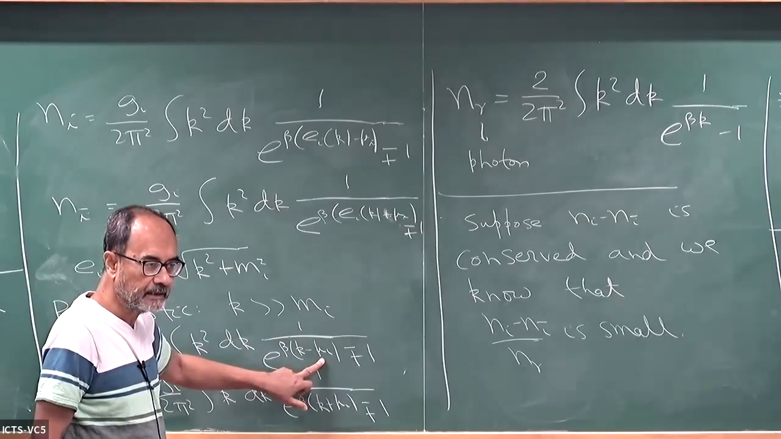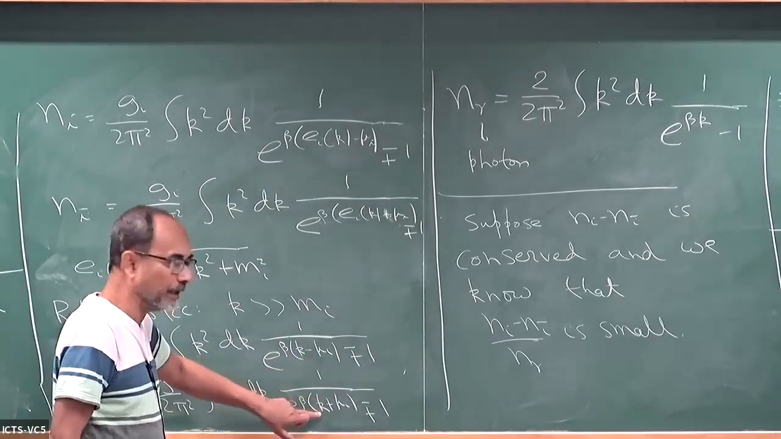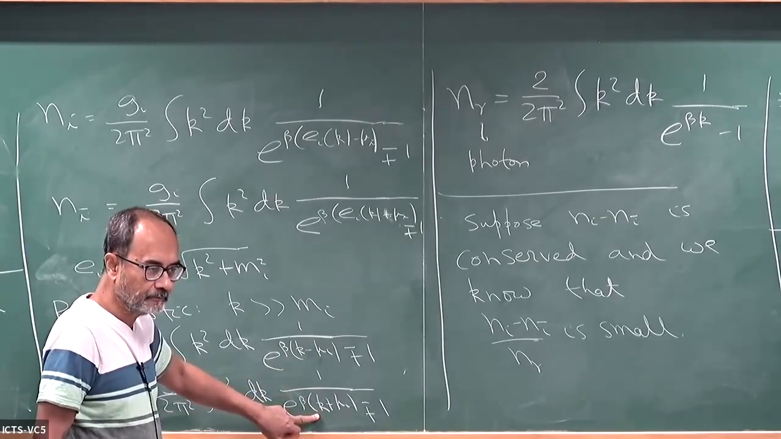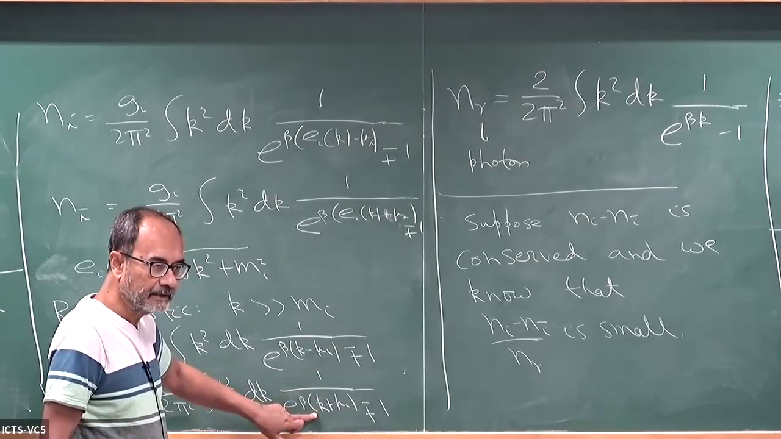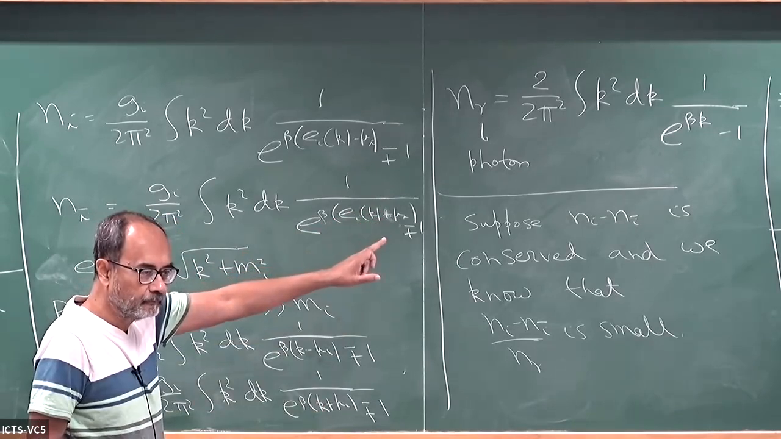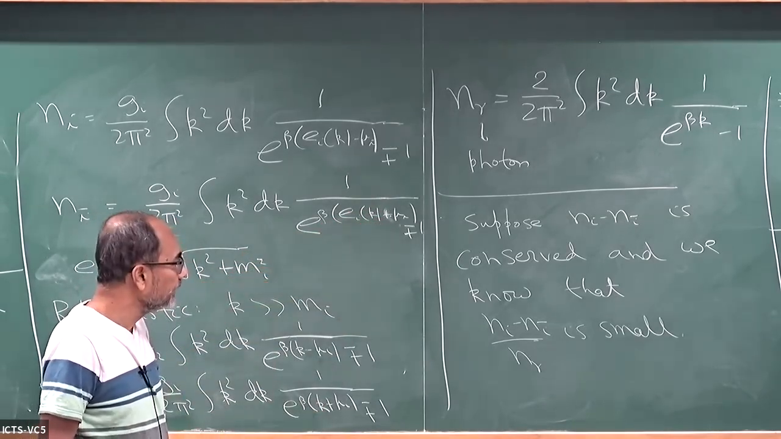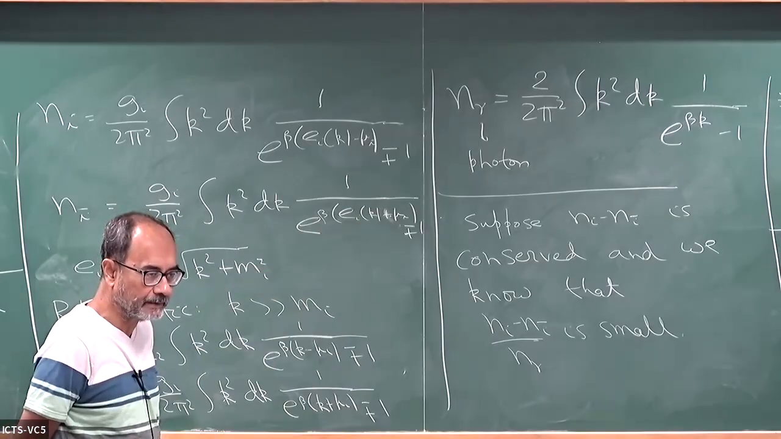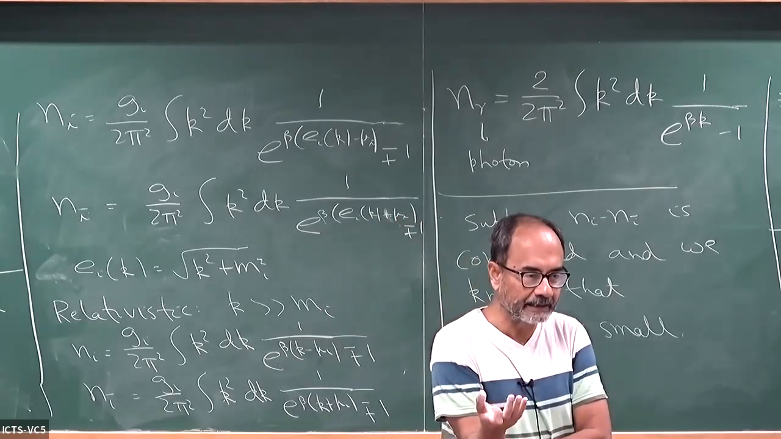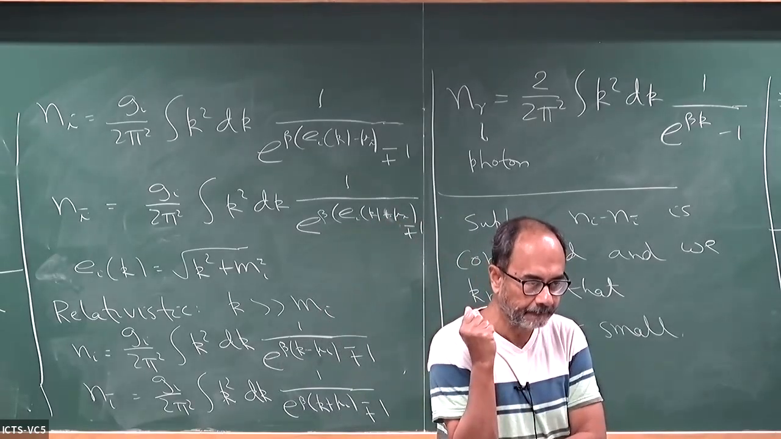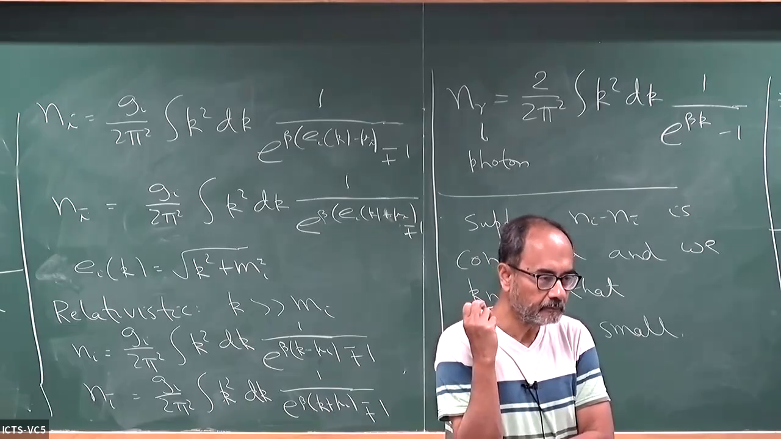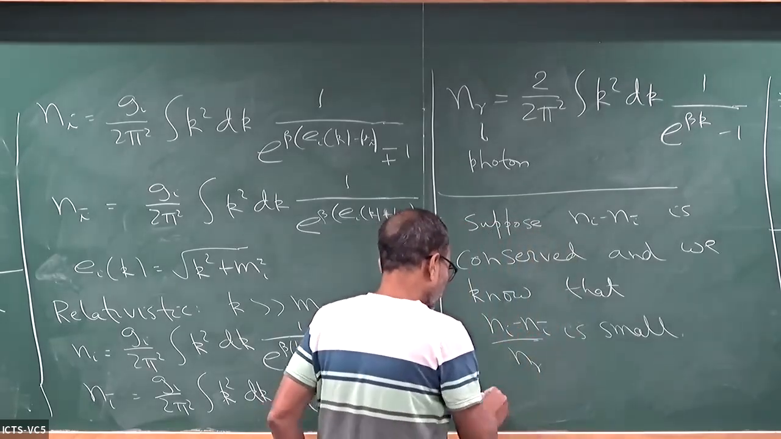Is that clear? Because one is plus, the other is minus. So if beta mu was of order 1, then these will differ, and the average n_gamma will be somewhere in between. But this is an analysis at large k, since you have taken this to be relativistic. If the temperature is high, then the major contribution to the integral comes from large k. So this will imply that beta mu is small.